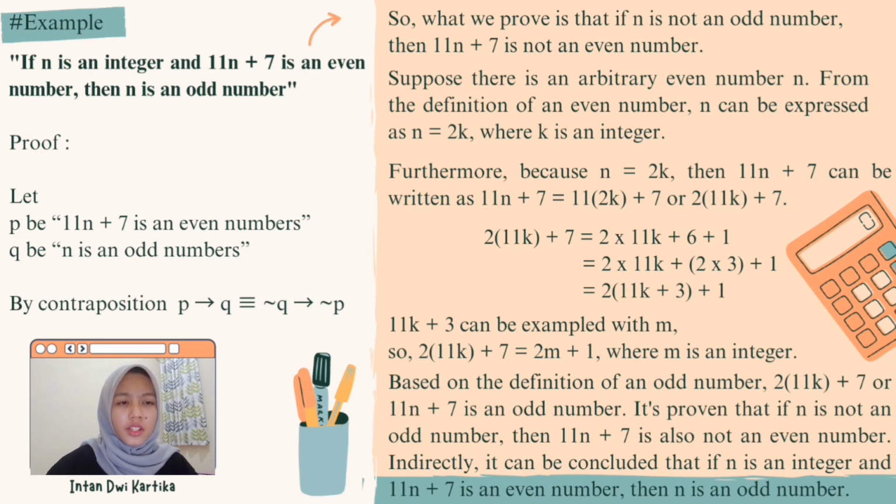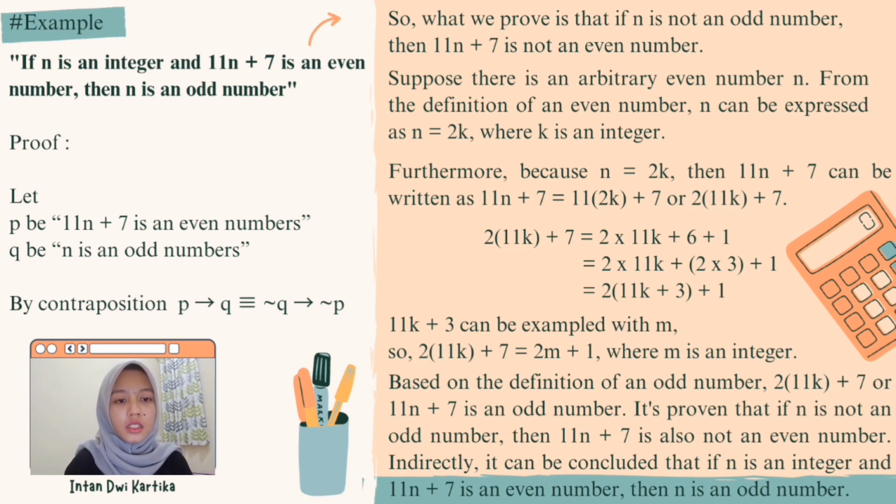Suppose there is an arbitrary even number n. From the definition of an even number, n can be expressed as n equals 2k, where k is an integer. Furthermore, because n equals 2k, then 11n plus 7 can be written as 11 times 2k plus 7, or 2 times 11k plus 7. Because both of them have the same value, right? Okay, and I choose to use 2 times 11k plus 7.